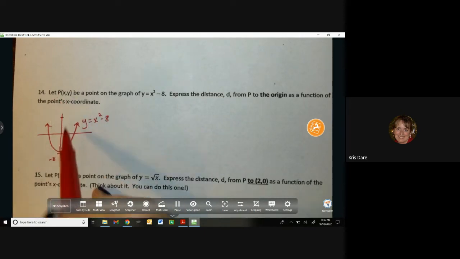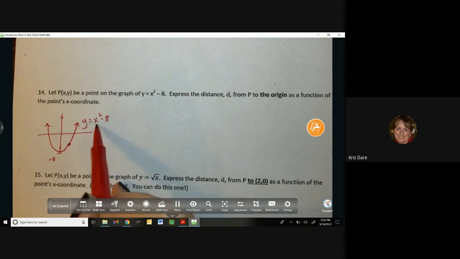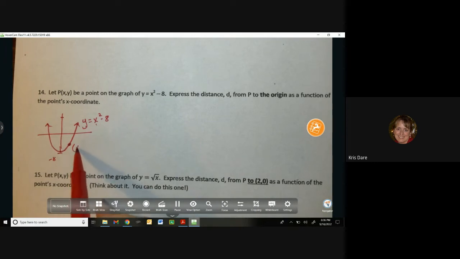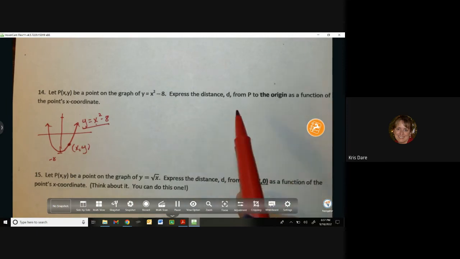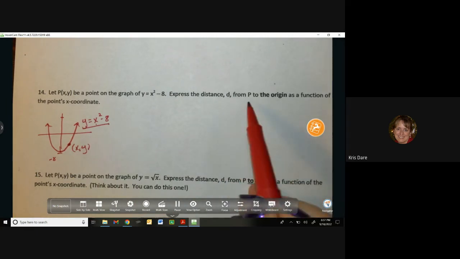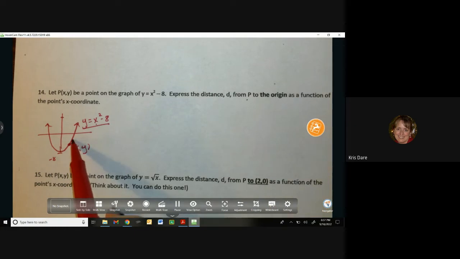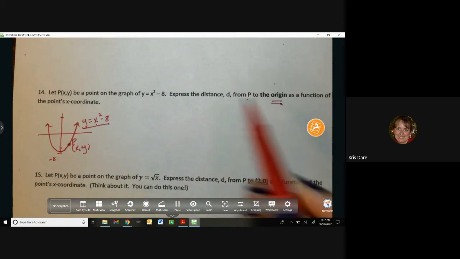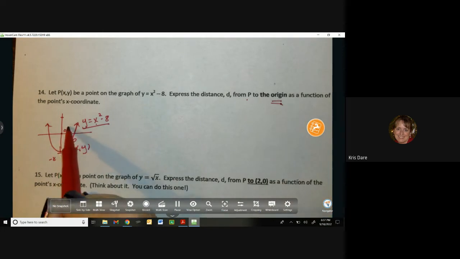And then there's a point somewhere on here. I don't really care where it is. It's just every single point on this graph that satisfies it is going to fit into this equation, okay? And this particular one wants the distance from that point P to, this one says the origin. The origin is at 0, 0, okay?